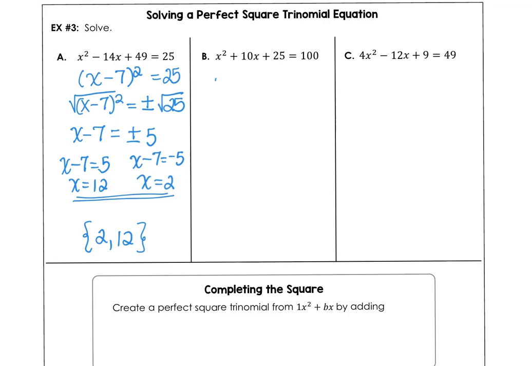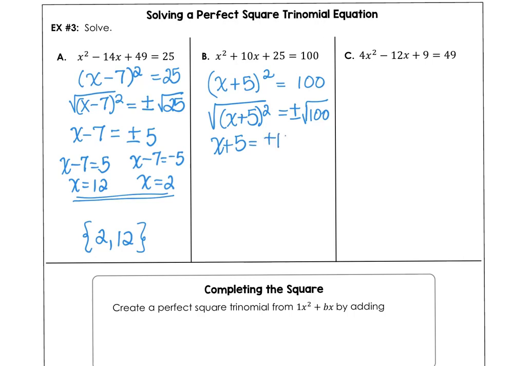In part B, it's similar. x plus 5 quantity squared is equal to 100. The left side is a perfect square, so to get to the variable x, we need to take the square root of the left and both plus and minus square root of the right. So either x plus 5 is positive 10 or x plus 5 is negative 10. If x plus 5 is positive 10, our 0 would be at 5. If x plus 5 is negative 10, our 0 would be at negative 15.